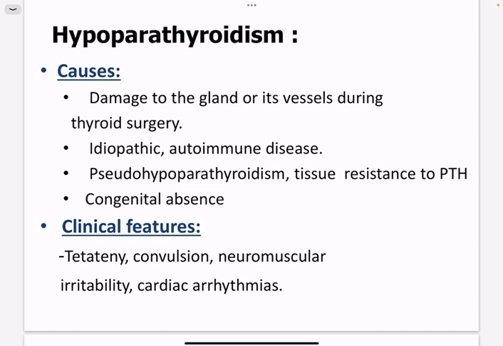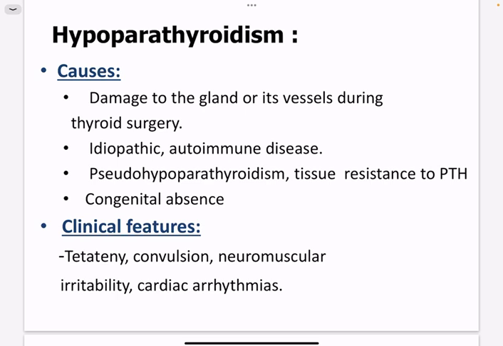Other causes are idiopathic and autoimmune diseases, pseudohypoparathyroidism when the tissues are resistant to the PTH effect, and sometimes congenital absence in newborns with congenital abnormalities. As we said, it's very serious. Usually they present with tetany. What does that mean? They get spasms in the hands and the whole body. Convulsions and neuromuscular abnormalities. Later on, if left untreated, it can cause death due to cardiac arrhythmias.